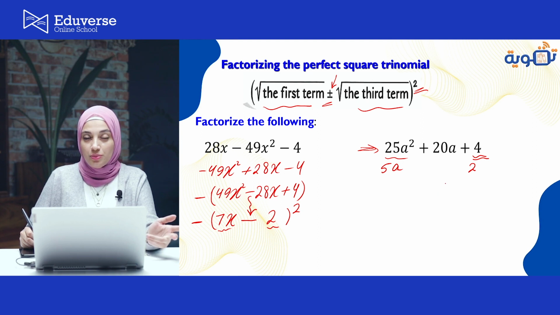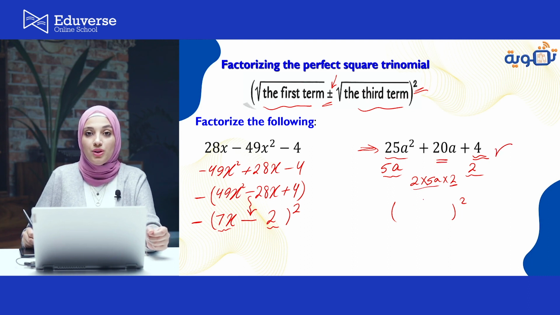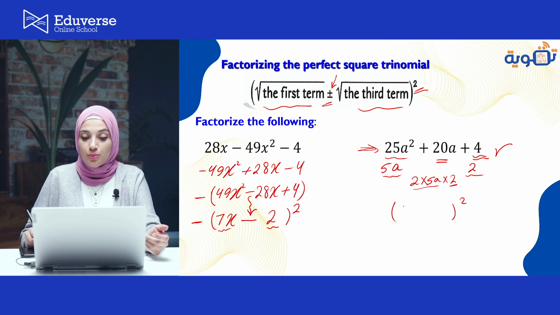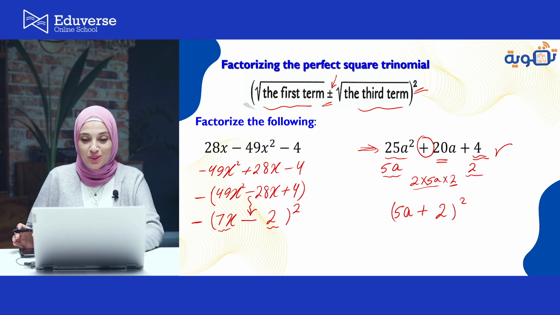Now let's check if the middle term is the multiplication of 2 by the square root of the first multiplied by the square root of the third, then we can easily factorize it. So 2 multiply 5a multiply 2, it will be 10a multiply 2 equals 20a. So it's a perfect square. I can factorize it now. Put the square root of the first, square root of the third, and don't forget the sign of the middle term in the middle here. So now we already factorized it, and that's all about factorizing.